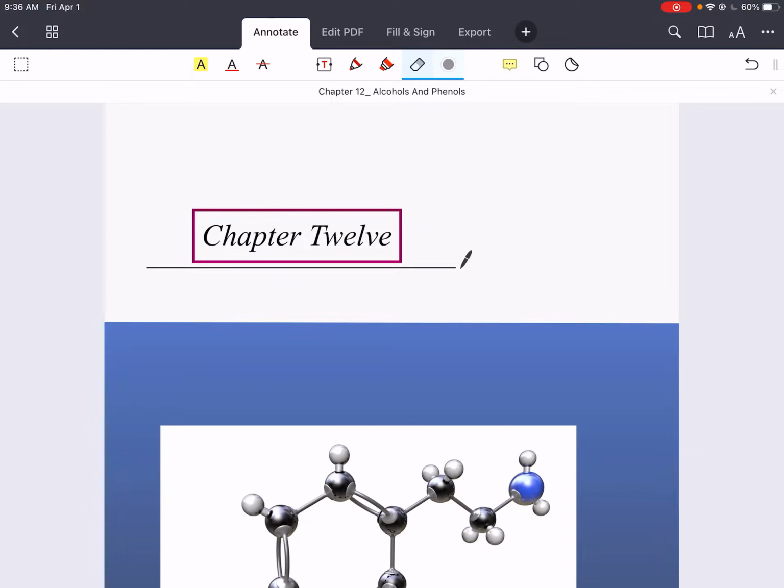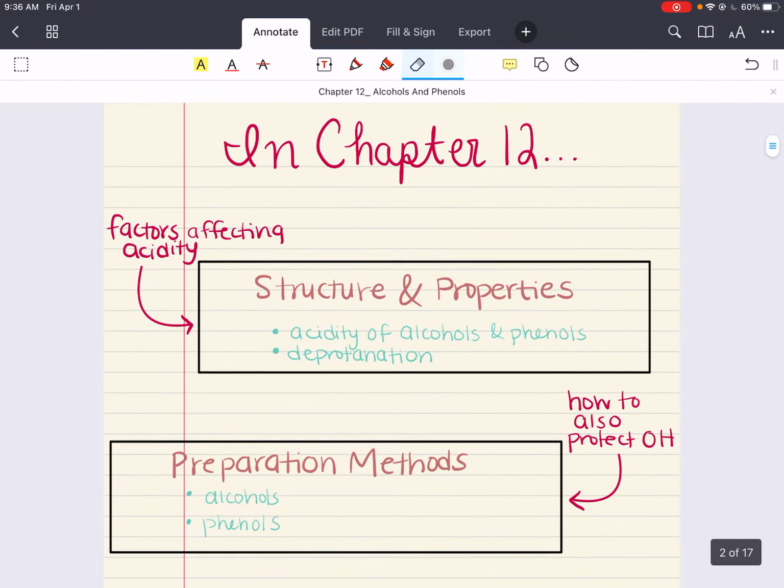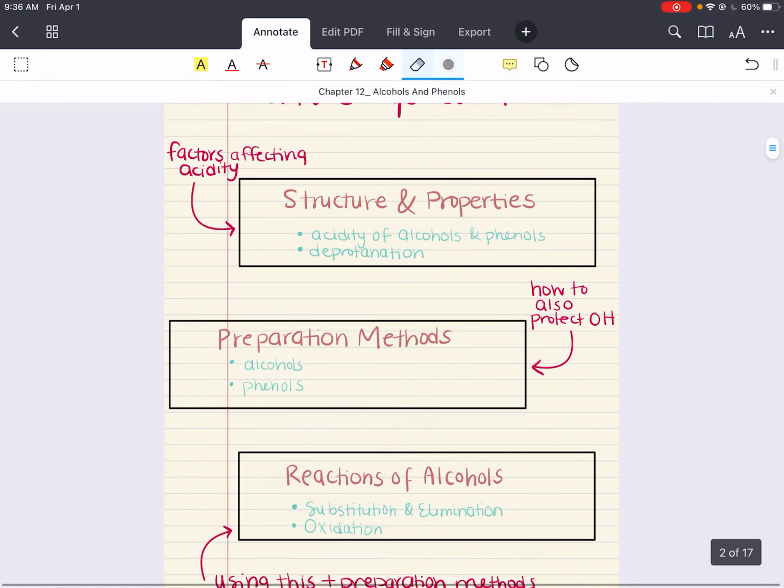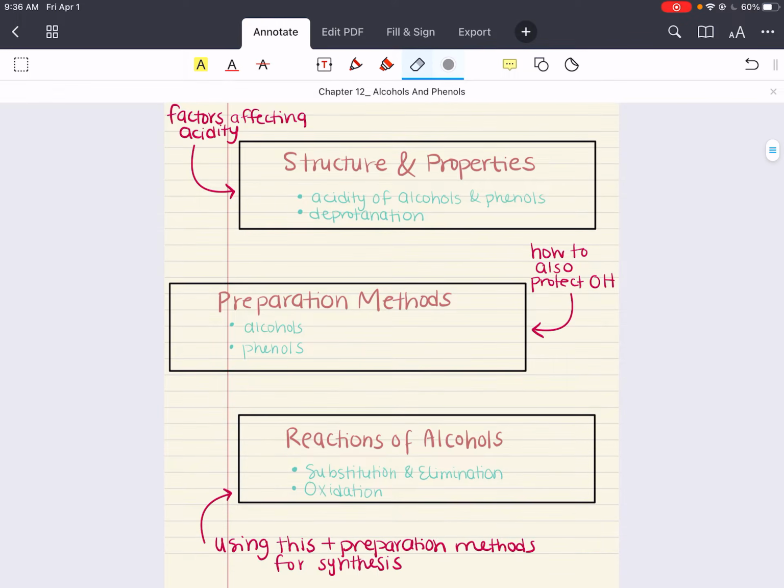Today we're going to go ahead and cover chapter 12. Now, in chapter 12, we're going to be talking about the structure and properties of alcohols and phenols, really focusing on the acidity of alcohols and phenols. Then we're going to talk about preparation methods as well as reactions of both alcohols and phenols, and hopefully do a couple of synthesis problems at the end to put it all together.